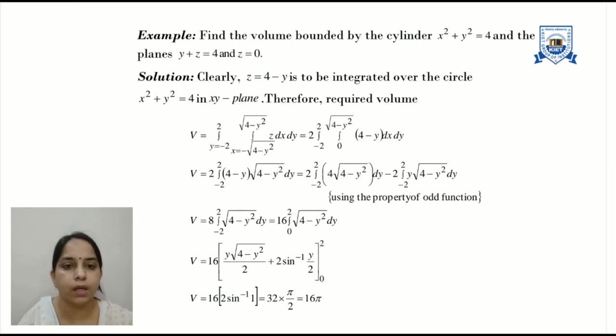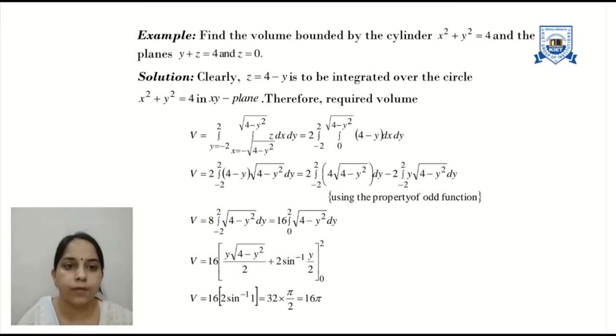So we are to integrate z equals 4 minus y over the circle x square plus y square equals 4 in the xy plane. So the required volume V is given by V equals double integration z dx dy, or double integration 4 minus y dx dy. Here I have taken variable limits for x and constant limits for y, but you can take variable limits for y and constant limits of x, and accordingly you are to integrate.